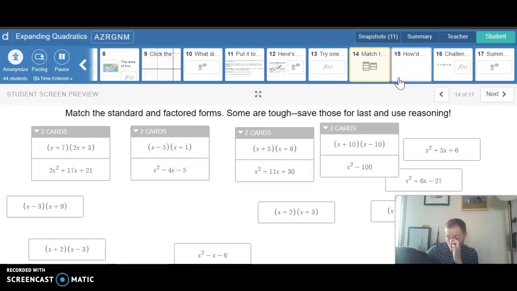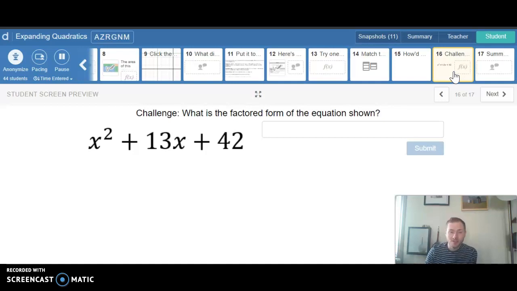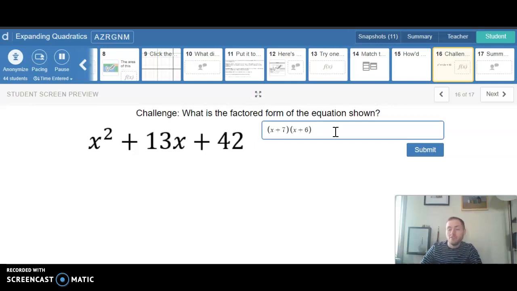Okay, so overall you guys did pretty well with this. I was pretty satisfied with what I saw. There was also this challenge question at the end. This is kind of leading into what we're going to do next week after spring break. The factored form of this should have been x plus 7 times x plus 6. Many of you got that, but if you still haven't got it, see if you can figure out how I knew that these were the factors based off of this equation.